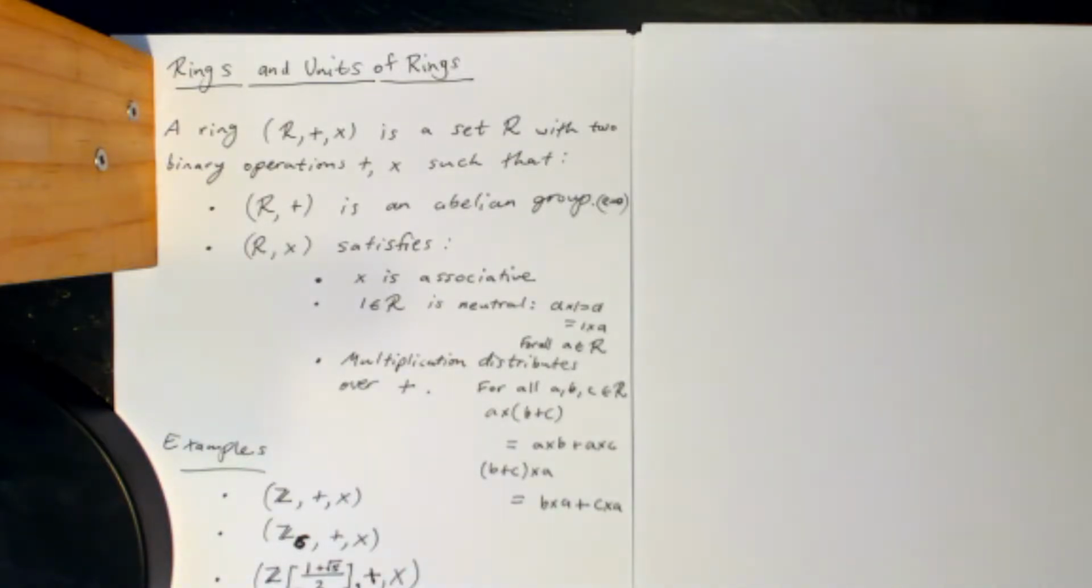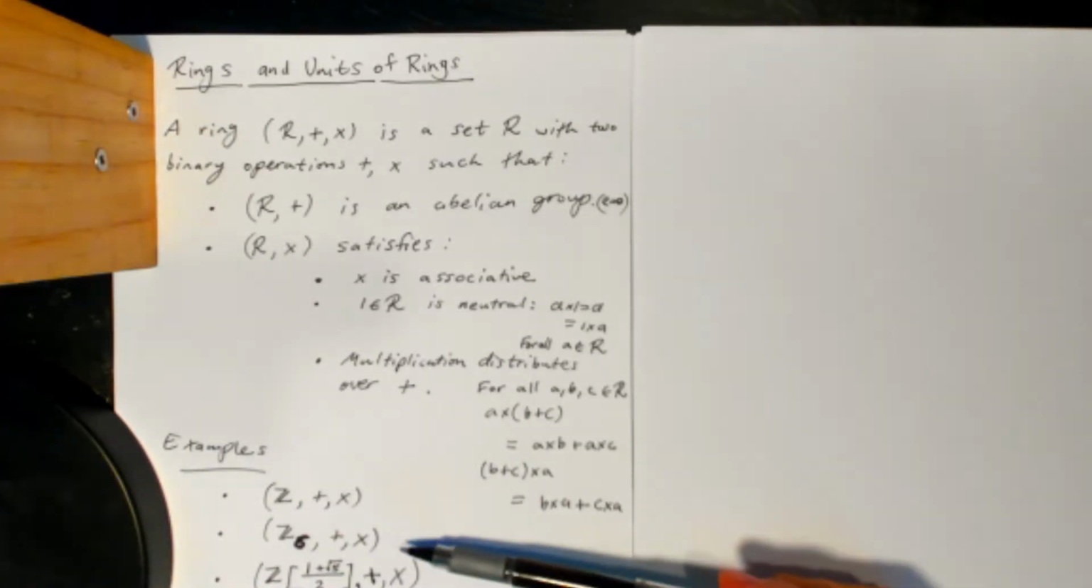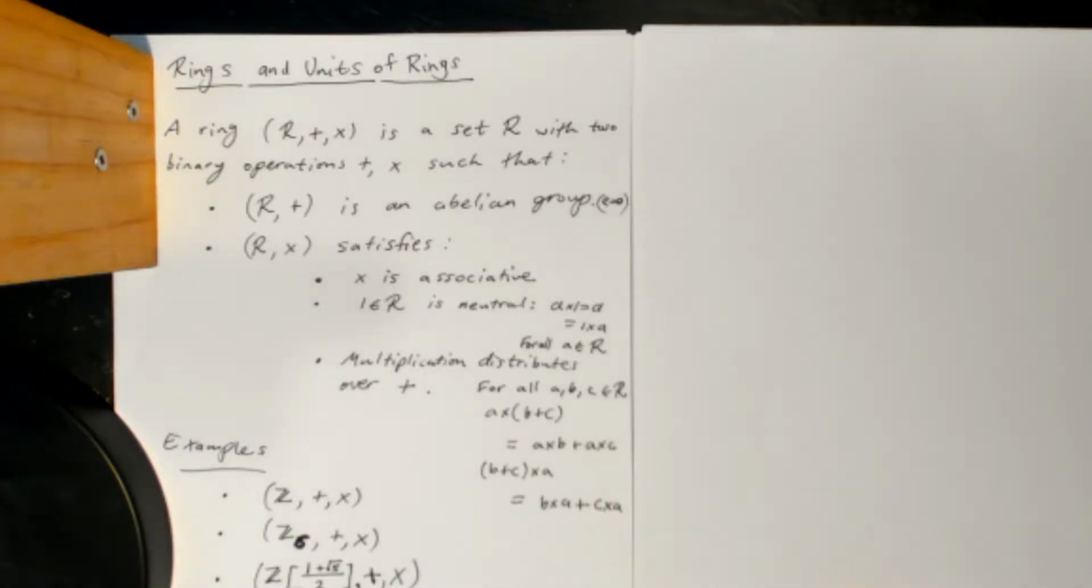Okay, so we're going to look at 5 examples here. So the first one is just the set of integers. The second one is integers modulo 6. The third one is integers adjoin (1 plus root 5) over 2, which we'll talk about more in a moment.